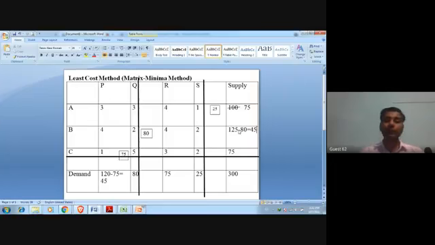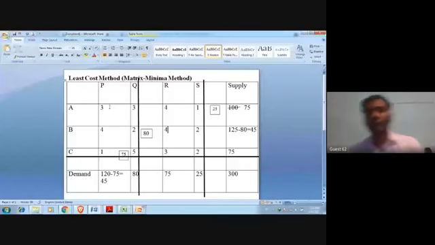Okay, now again see in the remaining cells. So how many cells are left? Only 4. This 3, 4, 4 and 4. So among the left cells, which cost is minimum? So let us see here. 3 is minimum. 3 is minimum cost. Okay, so we will assign the units to warehouse P from A.